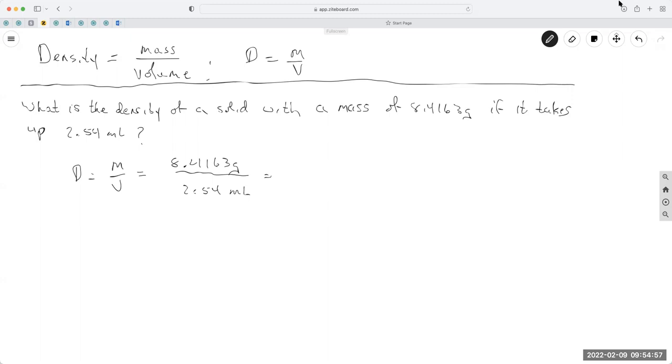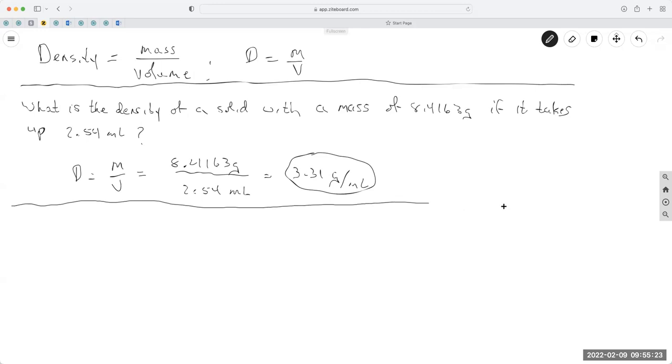And then we do the math. And now this is sig figs: 8.4163 divided by 2.54. So I'm going to round it to three significant figures because of the 2.54. So this is going to be 3.31 grams per mil. All right. Questions about that one?